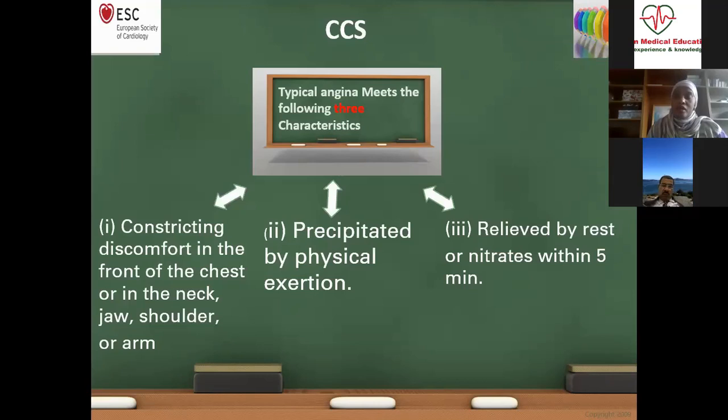The patient will come to you and say that I have a chest heaviness, chest tightness, or discomfort. They have different descriptions. And sometimes patients say, I don't have pain, but I have heaviness. So they don't sometimes describe the heaviness as chest pain. So you have to take a very good history. So restricting discomfort with a typical radiation, exertional, relieved by rest and or nitrate within 5 minutes. So if we have all these three criteria, this is typical angina.